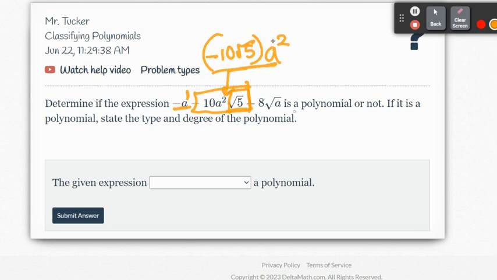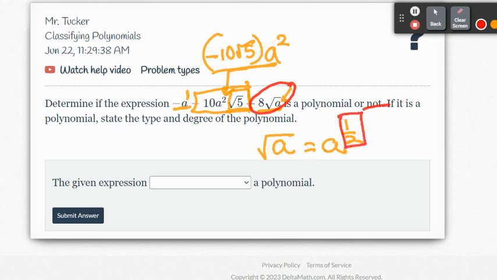But then we get to this last term, and we've got this 8 square root of a. Well, what kind of power do we have on the a? Well, there's a 1 inside there, right? And so people click it and say, oh yeah, it's a polynomial. No, it actually needs to be rewritten. A square root is actually a 1/2 power. So this square root causes this to not be a polynomial because it is a fraction. That's a rational number, not a whole number exponent. So we go ahead and click that it is not a polynomial.